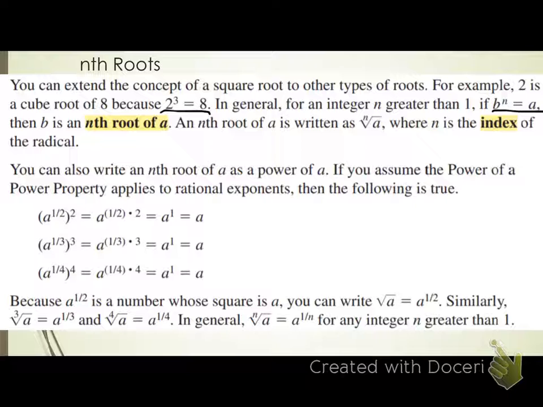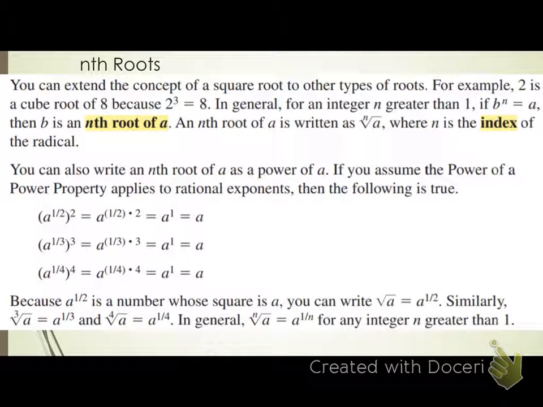Because a to the 1/2 is a number whose square is a, you can write the square root of a equals a to the 1/2. Similarly, the cube root of a equals a to the 1/3, and the fourth root of a equals a to the 1/4. In general, the nth root of a equals a to the 1 over n for any integer n greater than 1.